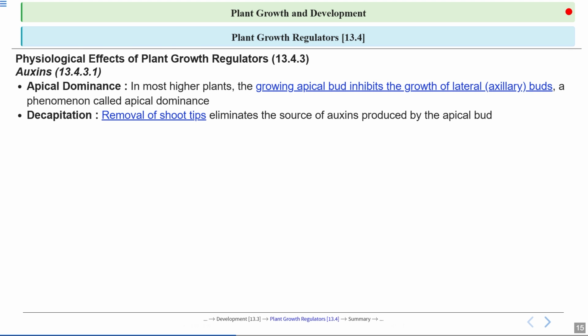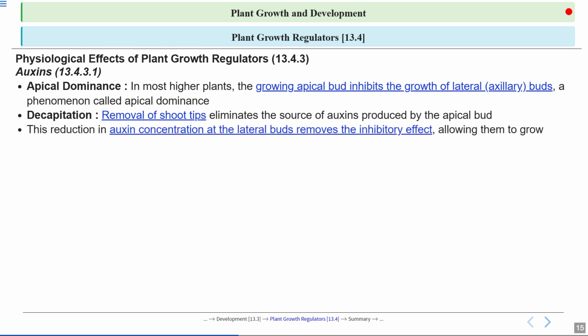Decapitation. You remove the shoot tip. Okay, what happens? The source of auxin produced at the apical bud gets removed. Now, the branches from the axils of the leaves come out, right? So this reduction in auxin concentration at the lateral buds removes the inhibitory effect, allowing them to grow. The lateral buds will grow and form the bushy appearance of the plant.